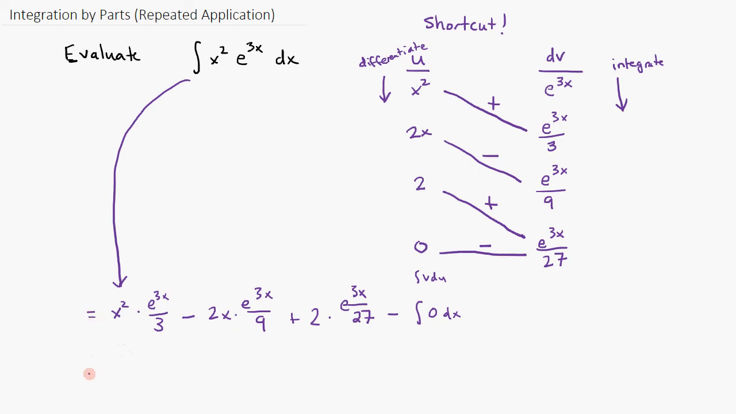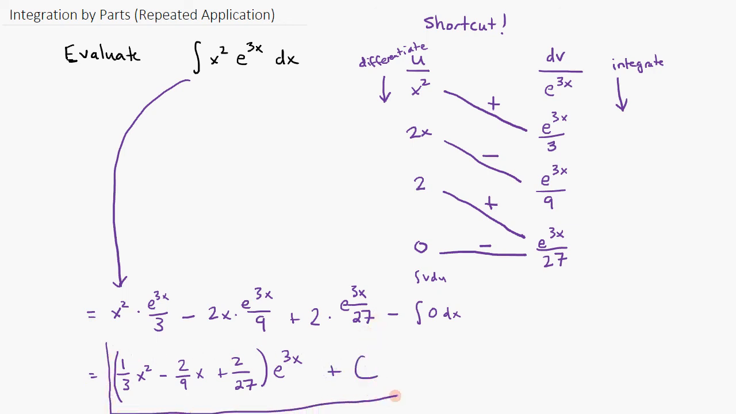So then this is equal to 1/3 x squared minus 2/9 x plus 2/27. I can factor out e to the 3x, and then minus constant or plus the constant is the same. So this is the antiderivative.